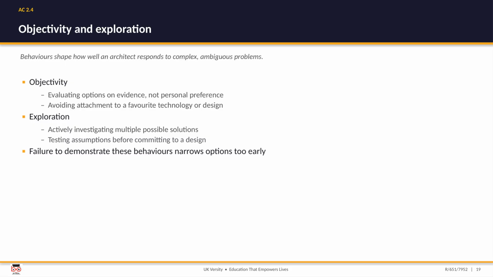Behaviors, not just knowledge, decide how well an architect copes with messy, ambiguous problems. Objectivity is the discipline of judging options on the evidence rather than on personal preference, and resisting the pull towards a favorite technology or a pet design. Exploration is its partner, actively investigating several possible solutions and testing your assumptions before committing to any of them.